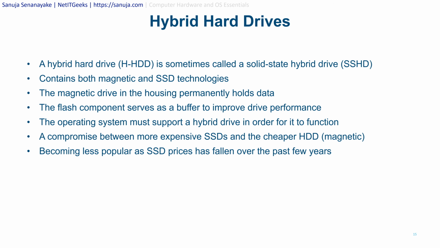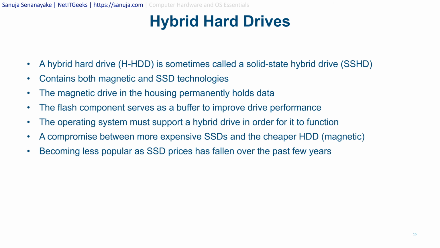This is a compromise between more expensive SSDs and cheaper hard drives. These are magnetic drives, so this is a compromise, right? The SSDs are much faster than HDDs, but much more expensive per gigabyte or per terabyte. So in that situation, you may be able to get away with using a hybrid drive. You will get faster read and write access speeds, but at a cheaper per gigabyte or per terabyte cost, right? So that's why you might want to use SSHDs.